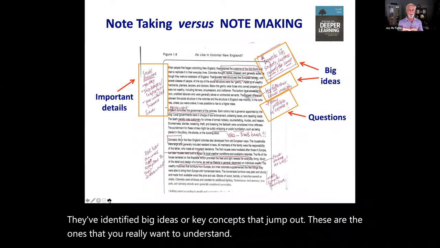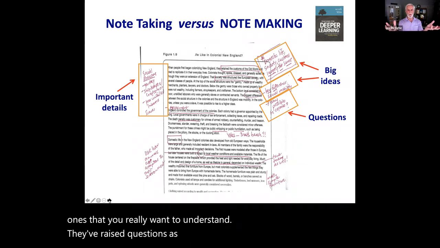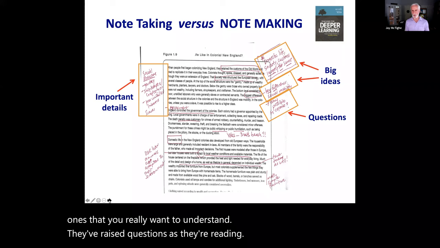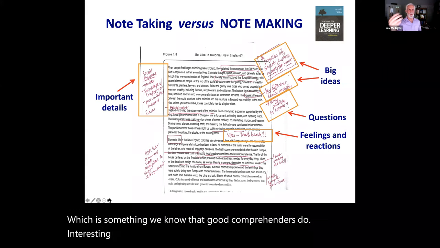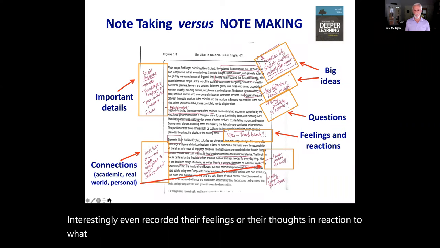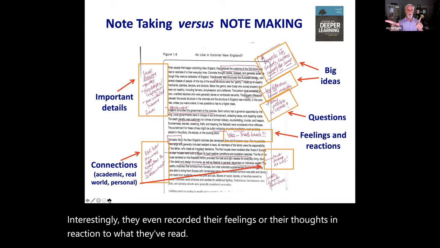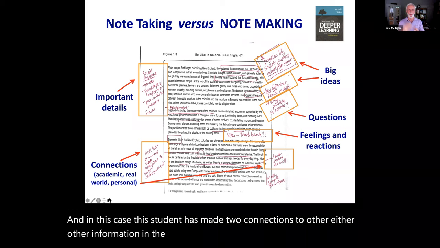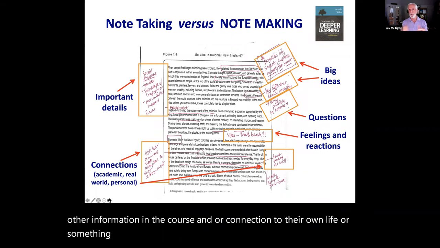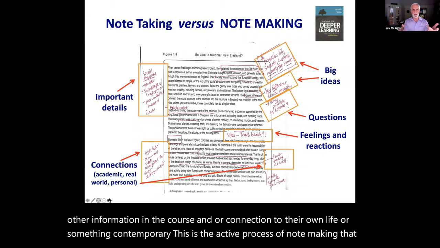They've raised questions as they're reading, which is something we know that good comprehenders do. Interestingly, they even record their feelings or their thoughts in reaction to what they've read. And in this case, this student has made two connections to other information in the course and/or a connection to their own life or something contemporary. This is the active process of note making that we describe and we encourage.